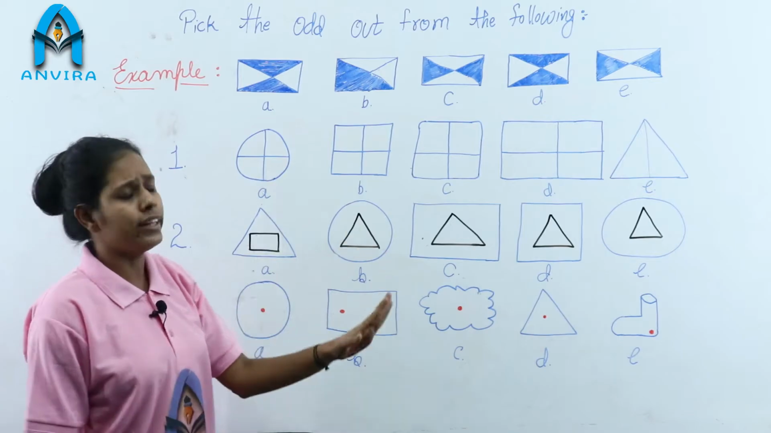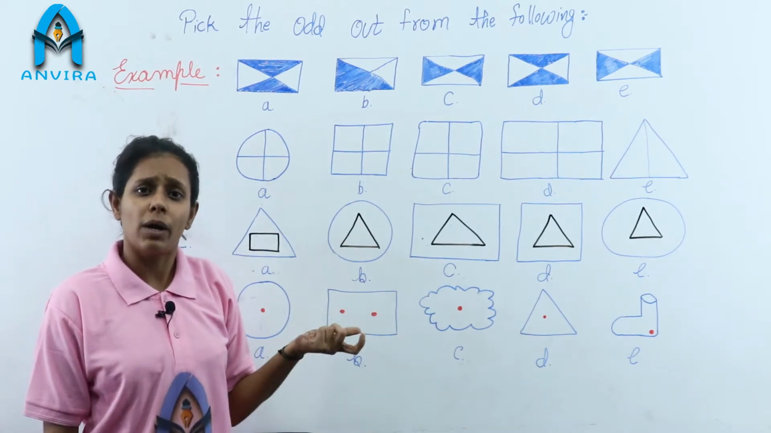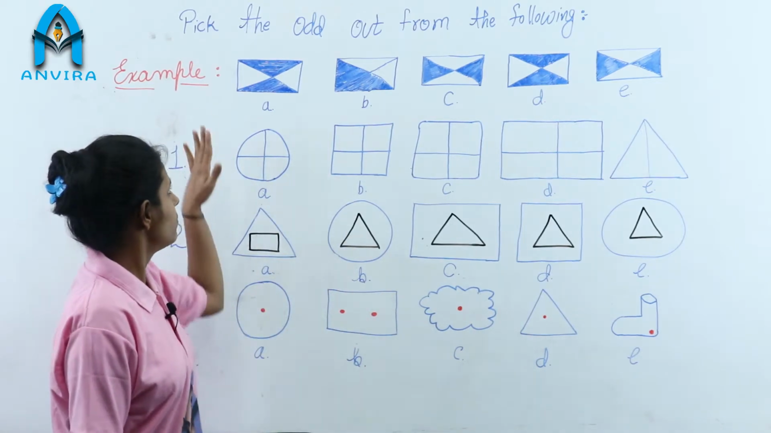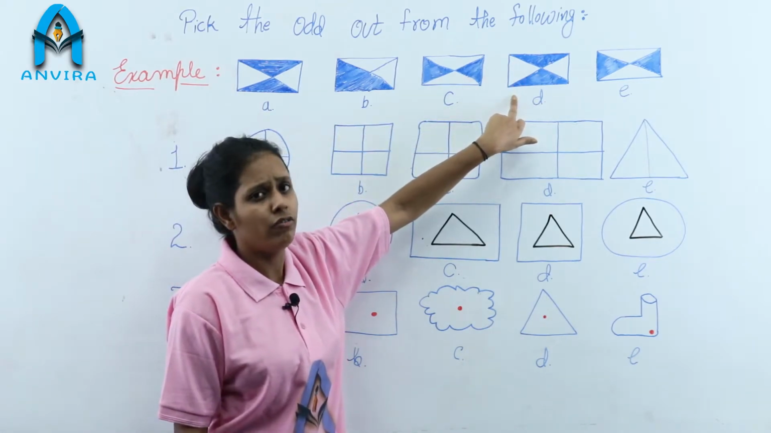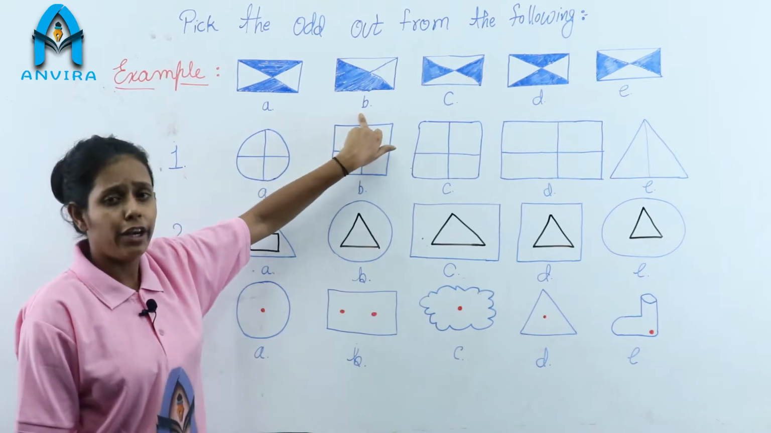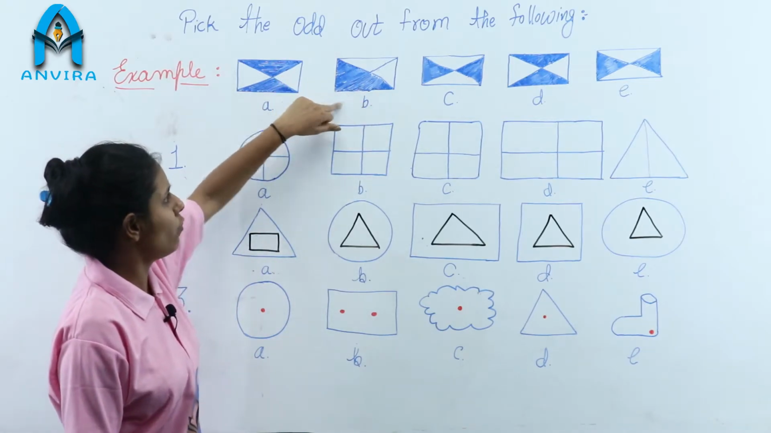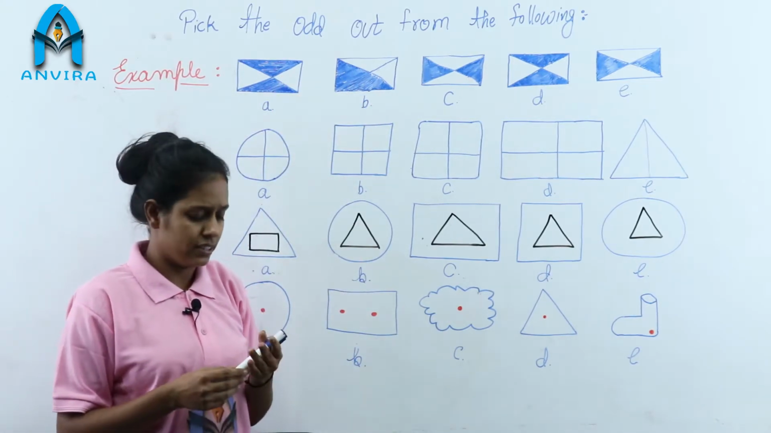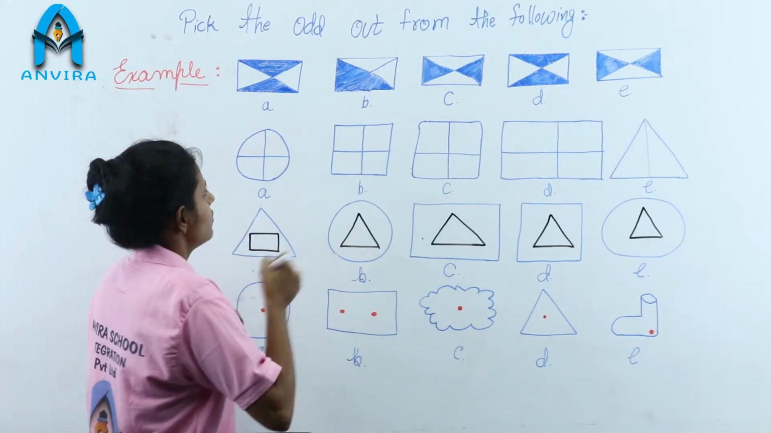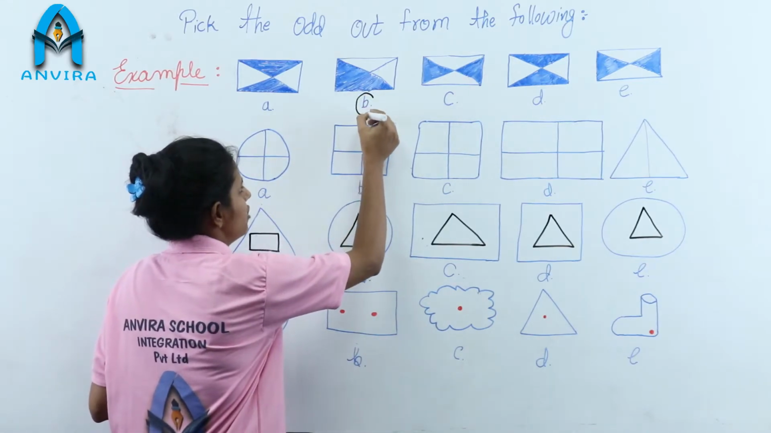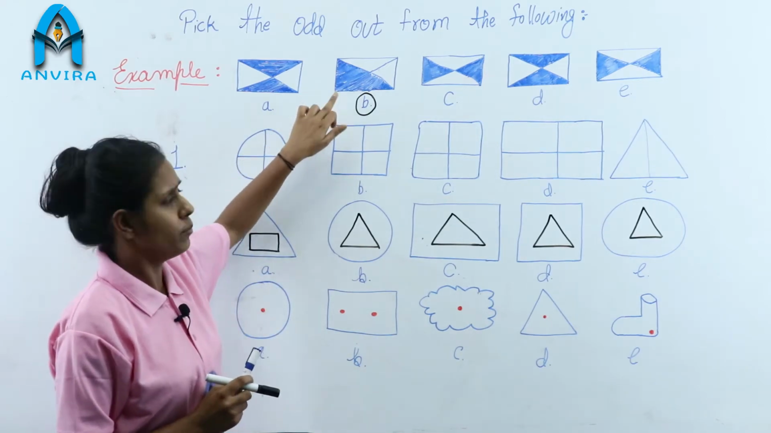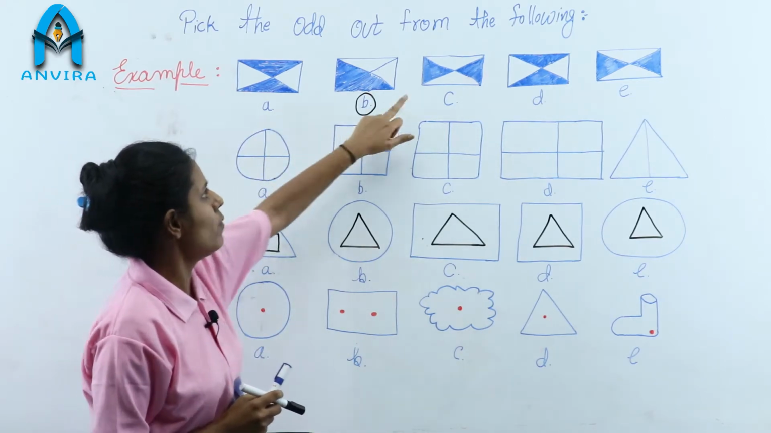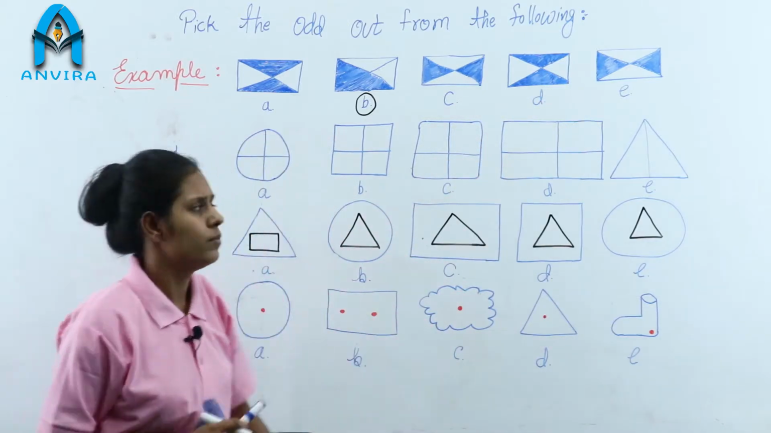Now observe all the patterns and find which pattern is different. All options have opposite side triangles filled with color, but in option B, we don't find the opposite side triangles. So, this option is different. So, this is our right option because this is different from the other options.